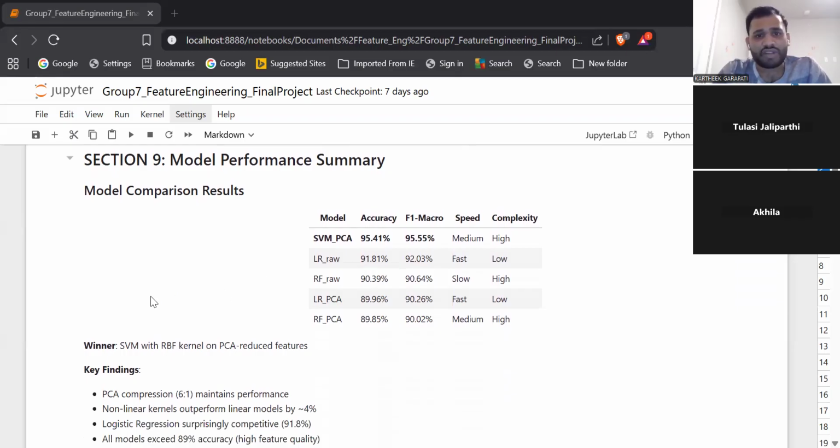In section 9, models and evaluation, section 9.5 models: logistic regression on raw features gives 91.8% accuracy and 92% F1, impressively high for linear models. Logistic regression on PCA gives 90%, confirming PCA preserved information. Random forest on raw data is 90.4%. Random forest on PCA is 89.8%. The winner is SVM with RBF kernel on PCA features, giving around 95.4% accuracy and 95.5% F1.